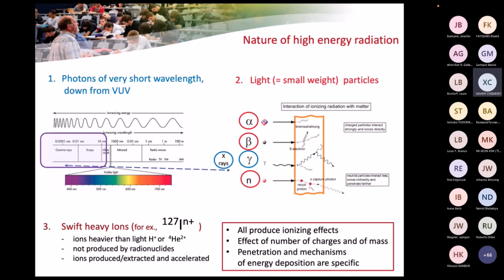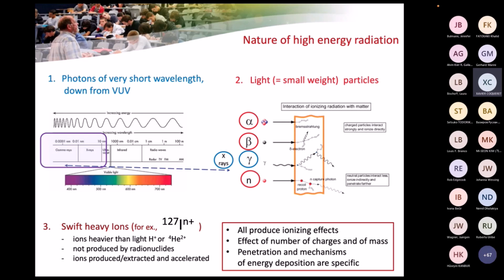Swift heavy ions are the last class, which include, for example, such heavy ions like iodine 127 with n plus as a charge. These ions, heavier than light hydrogen, proton, or helium 2 plus, are not produced by radionuclides. These are produced or extracted from a source and then accelerated to extremely high energy.